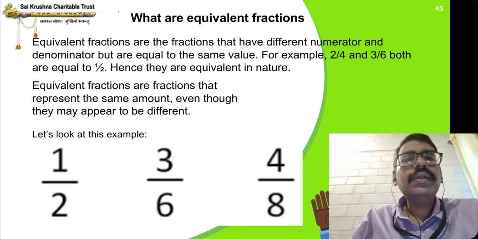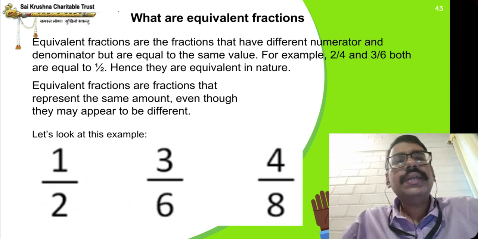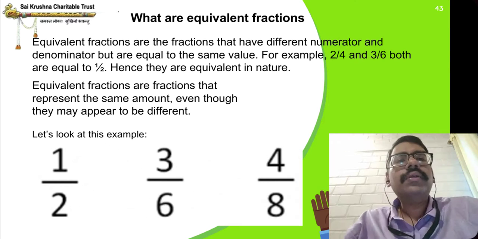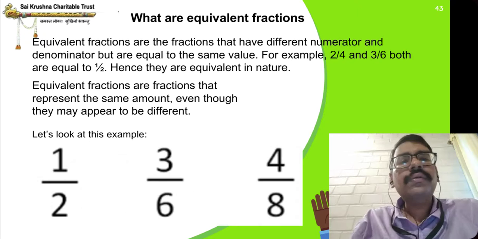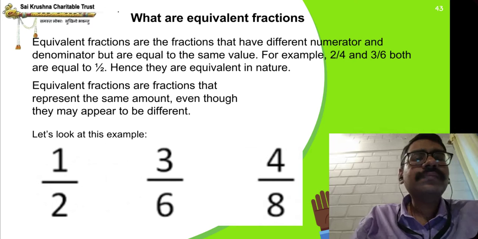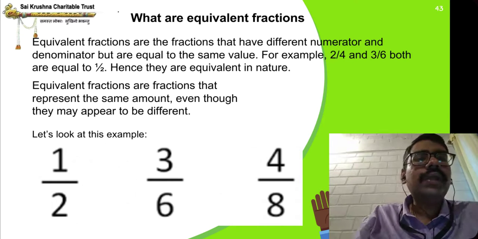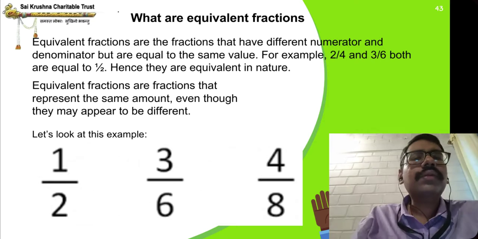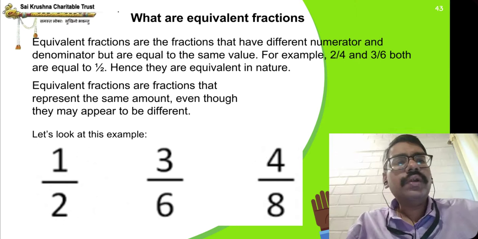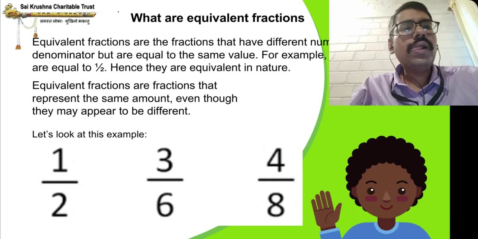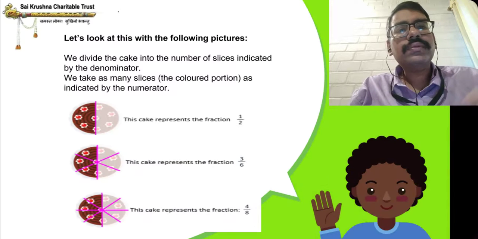They are equivalent. Equivalent fractions are fractions that represent the same amount even though they may appear to be different. So here 1 by 2, 3 by 6, 4 by 8, all are equal to 1 by 2 only. How? 3 by 6, 3 ones are 3, 3 twos are 6. So 3 by 6 is also equal to 1 by 2. 4 by 8 is also equal to 1 by 2. How? 4 ones are 4, 4 twos are 8. So 4 by 8 is also equal to 1 by 2.